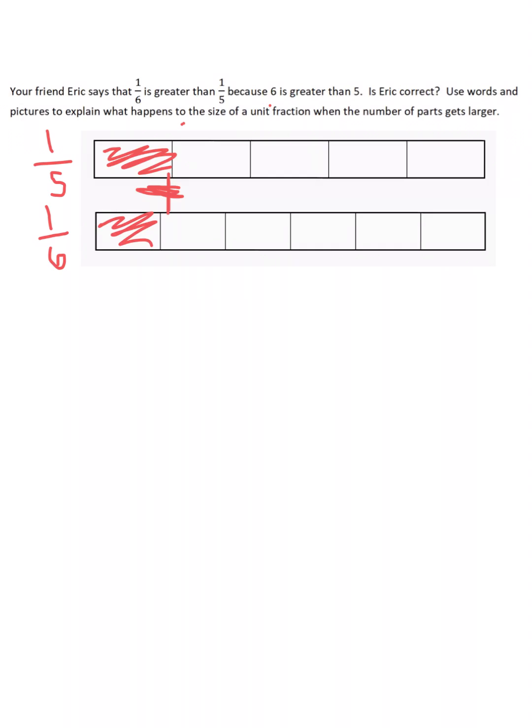Second of all, when we have more parts, then our parts become smaller, therefore meaning that this is a smaller fraction. If you have one whole and you make 6 pieces, then each piece is smaller than if you only have 5 pieces. Fifths are bigger because when the number of parts is smaller, the pieces are bigger. And you can see that in the diagram.